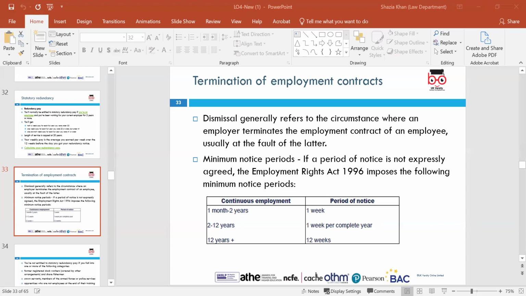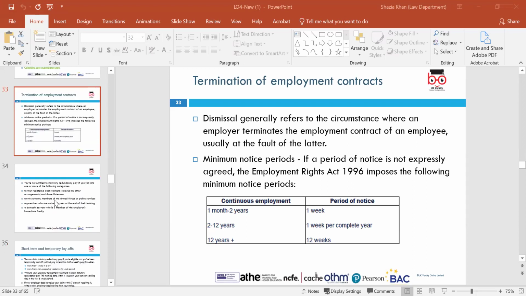So these are some of the elements. As we mentioned, for continuous employment, the period of notice for 1 month to 2 years is 1 week, 2 years to 12 years is 1 week per complete year, and 12 years plus is 12 weeks' notice.